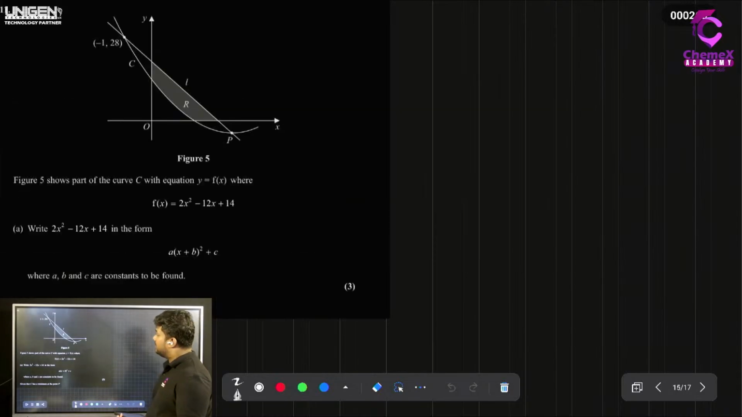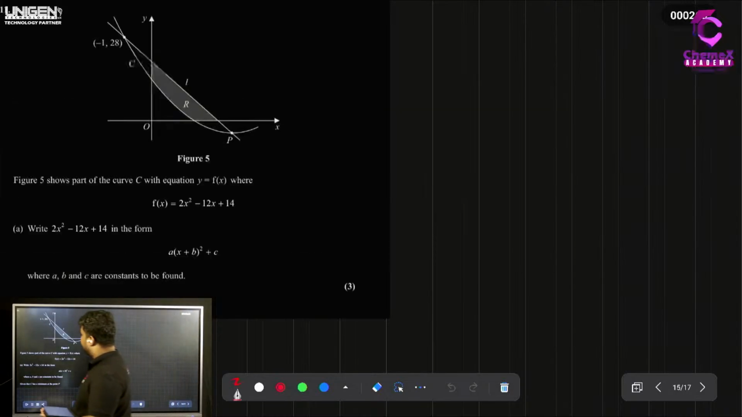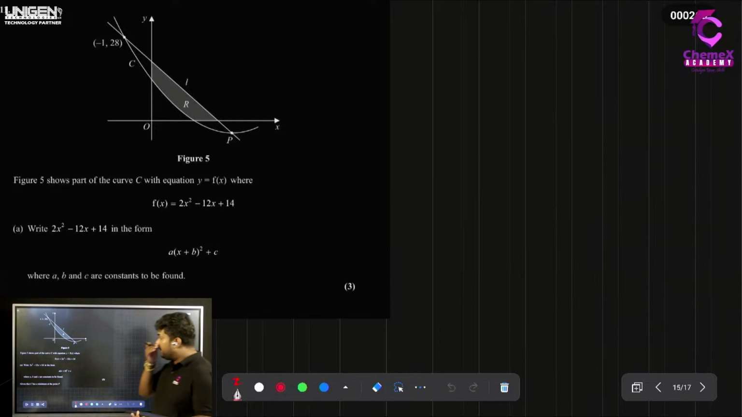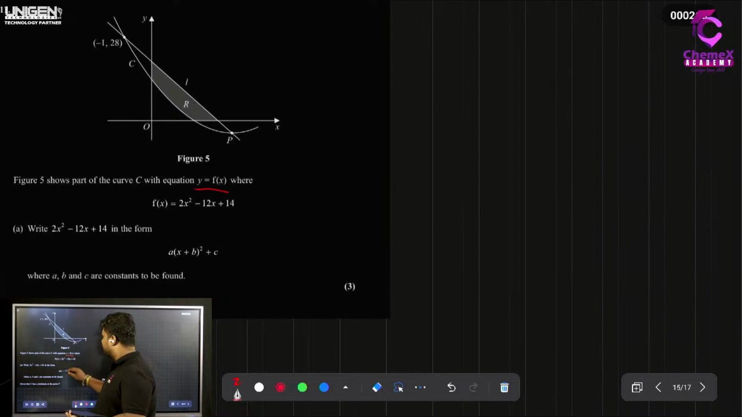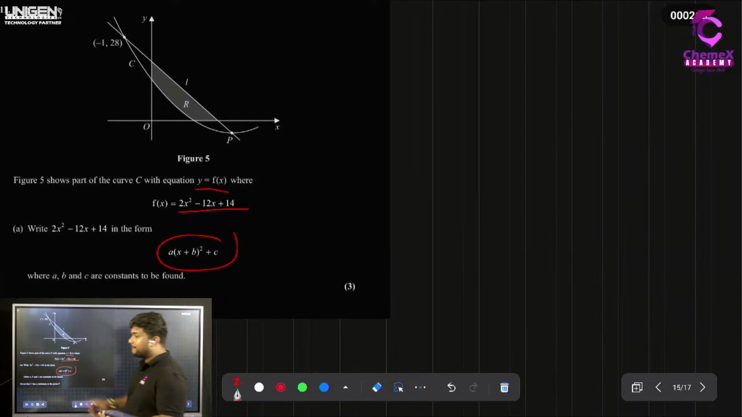Last one. Okay, so they have given an equation where the figure shows the curve y equals f(x). The f(x) equation is given, and you have to write it in this format. What do you think when you see this format? Completing the square, right? So you have to do completing the square. How do you do completing the square?